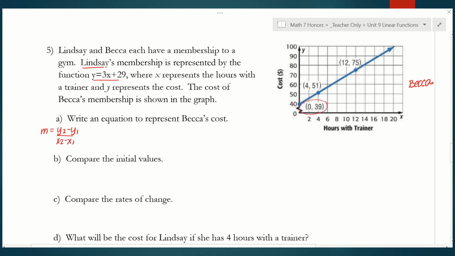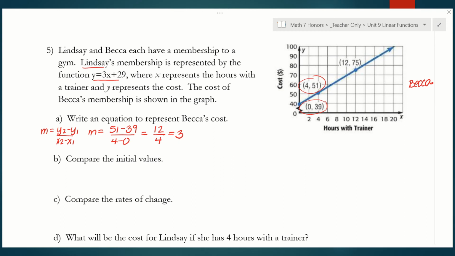So I'm just going to pick the first 2 points, (0, 39) and (4, 51). When I plug that into my formula, I'm going to have 51 minus 39, that's my change in y, and then 4 minus 0 is my change in x. So 51 minus 39 gives me 12 over 4, which is 3. So I know that the slope of Becca's equation is 3.